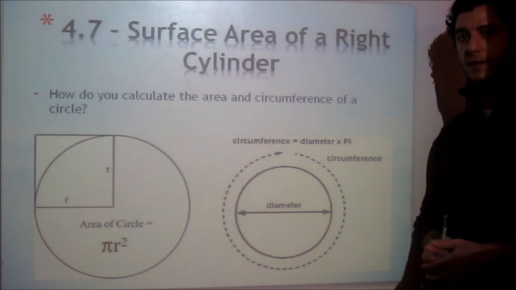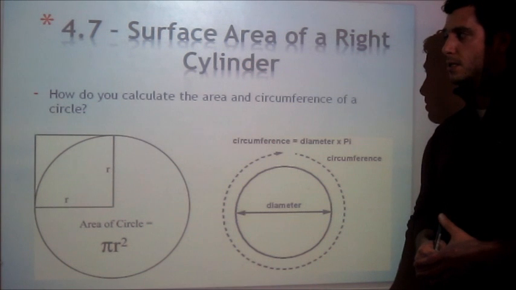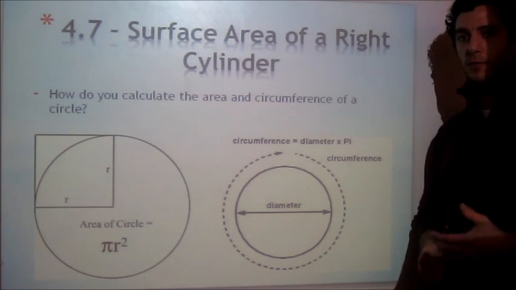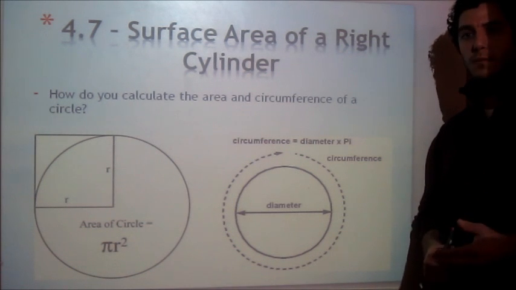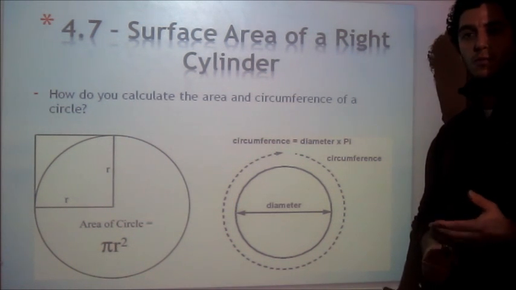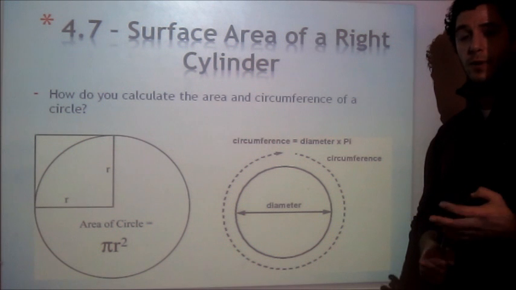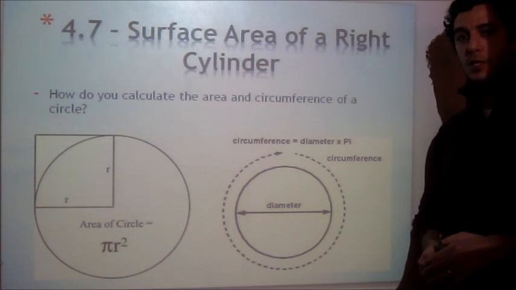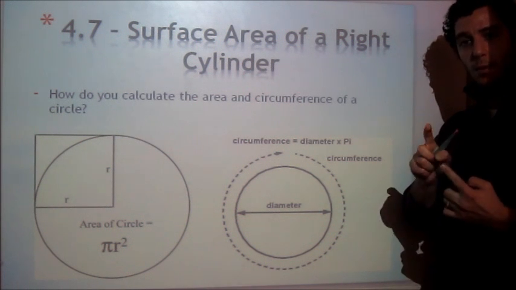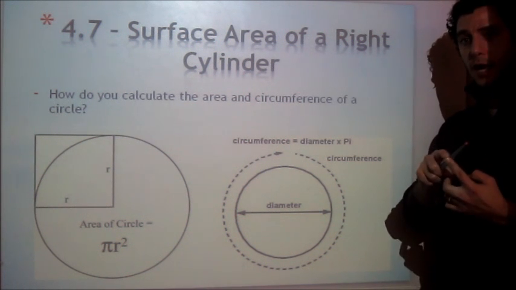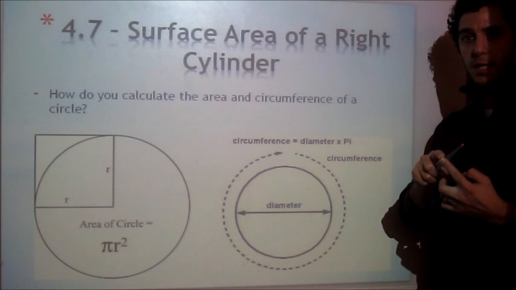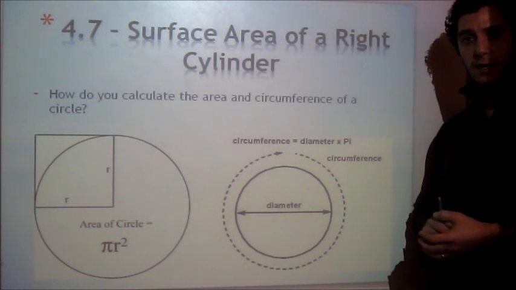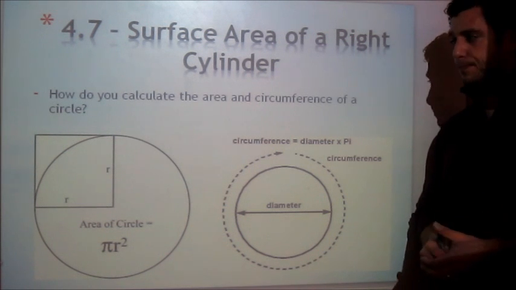Topic 4.7, surface area of a right cylinder. When you're calculating the surface area of a right cylinder, you follow the same steps that you used when calculating the surface area of a rectangular prism or a triangular prism. The two basic steps are the same. Number one, you determine the area of each of the sides of the object. Number two, you add them all up to determine the total surface area of the outside of the object.